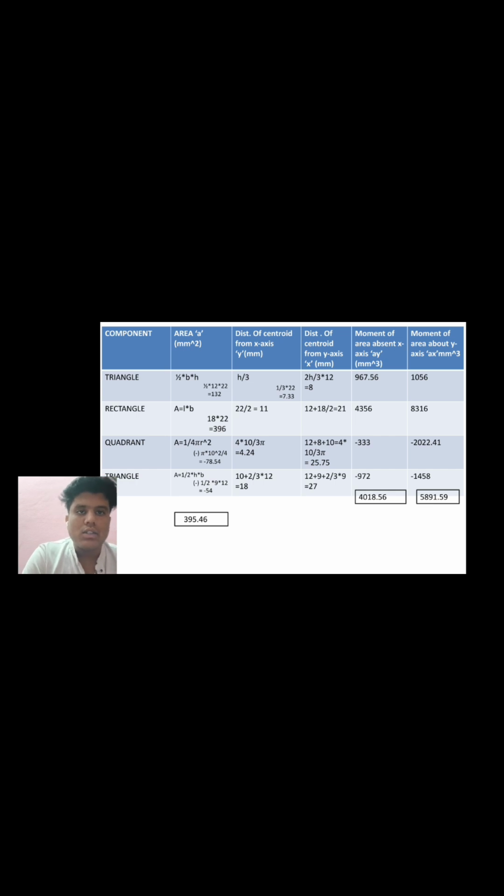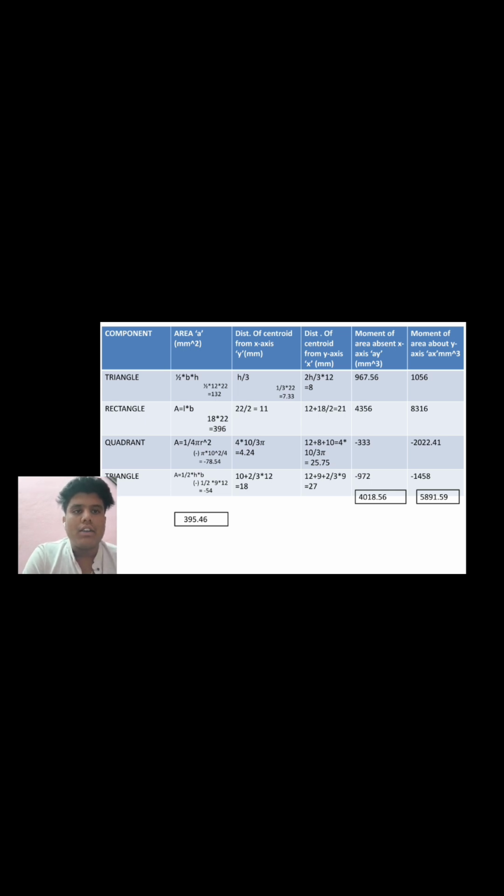Now the distance of the centroid from the x-axis. For the triangle, h by 3, that is 1 by 3 into 22, is equal to 7.33. Next, for the rectangle, b by 2, that is 22 by 2, gives us 11. For the quadrant, 4 into 10 divided by 3 pi is equal to 4.24. And 10 plus 2 by 3, that means L by B, into 12 gives us 18.